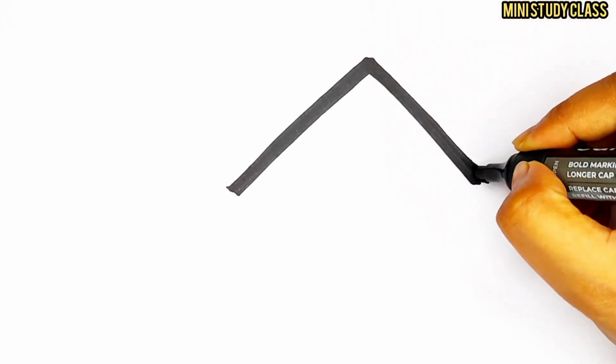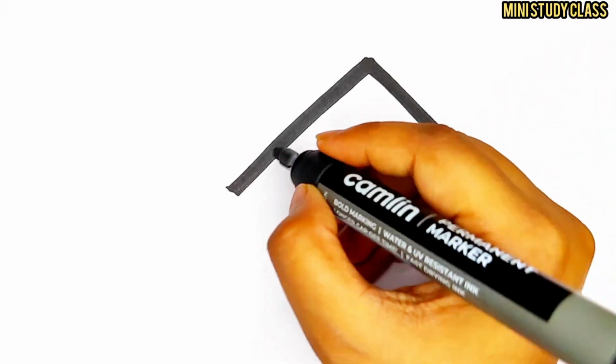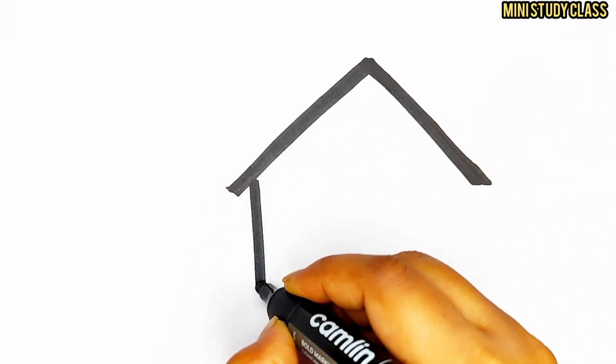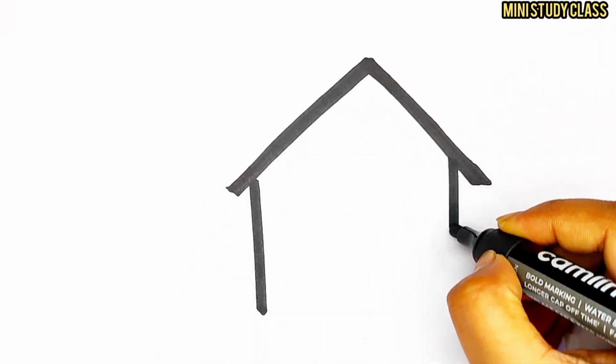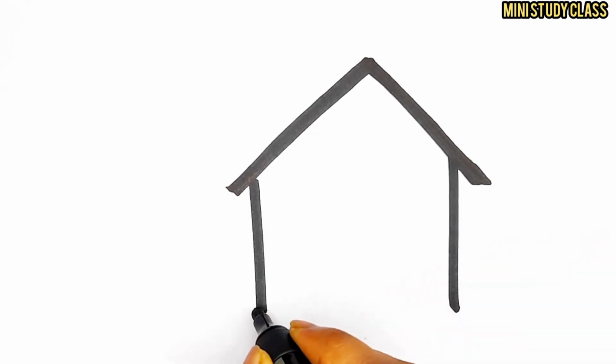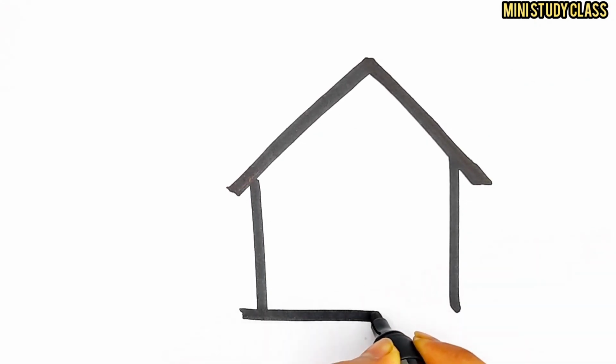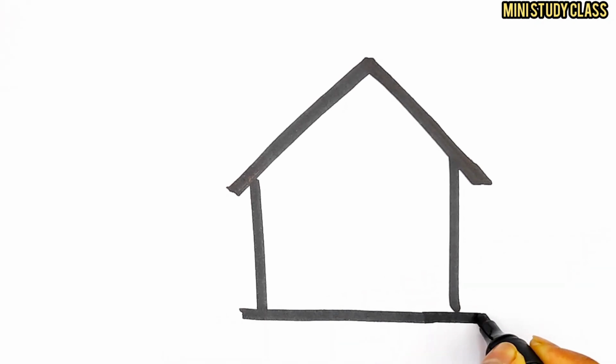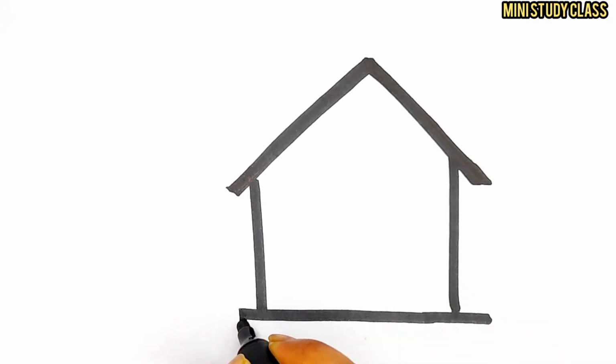Now we draw two straight lines parallelly. And this is the wall of the house. Then we join two straight lines. And parallelly, we draw a big straight line.